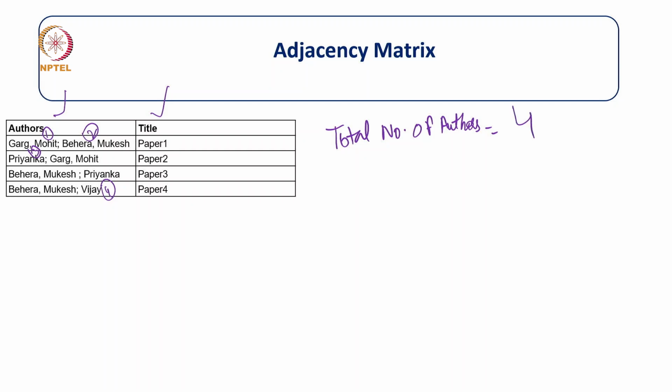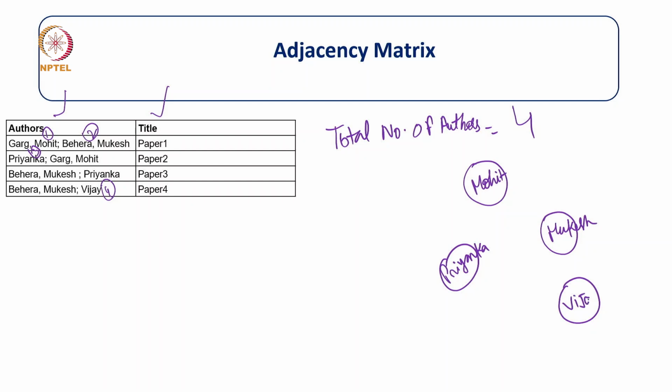Now we can represent this by a network graph of 4 authors. So we will say that this is Mohit, and then we'll say this is Mukesh. We'll say this is Priyanka, and we'll say this is Vijay. Okay.